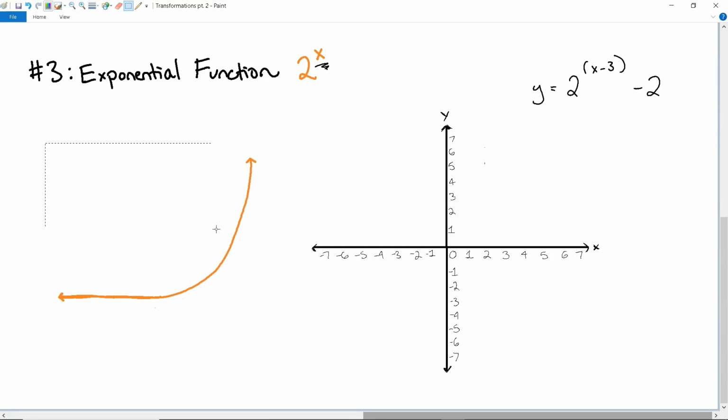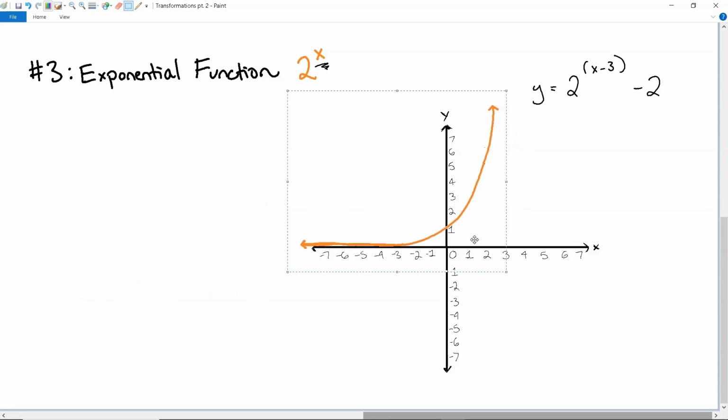So let's look at the shifts that are happening here. Our parent function is going to be right about here. And I can tell that by the fact that if I plugged in a value of 0 for x, any number to the exponent of 0 will give me a value of 1. So I should have that point there as my y-intercept. And also, I'm never going to hit a value for y of 0. So we actually have a horizontal asymptote here as well.